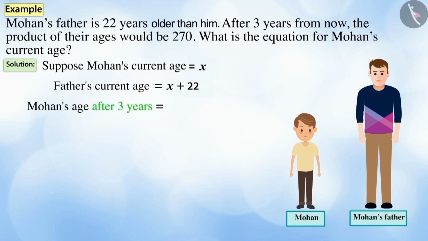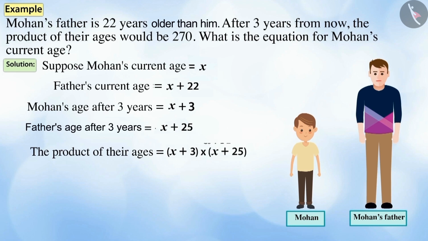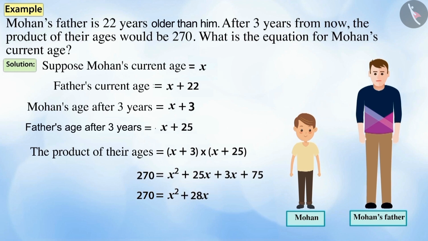Mohan's age after 3 years would be x plus 3 years. And his father's age after 3 years would be x plus 22 plus 3, that is, x plus 25. Therefore, the product of their ages equals (x plus 3) times (x plus 25). Upon solving it, 270 is equal to x to the power of 2 plus 28x plus 75.